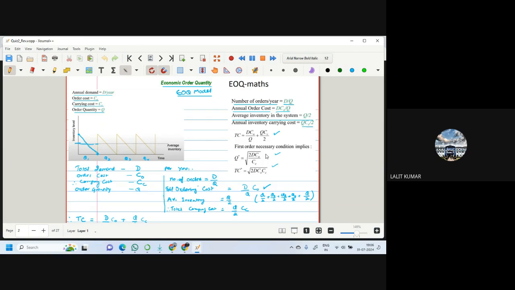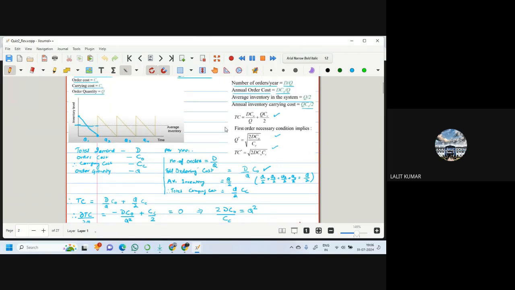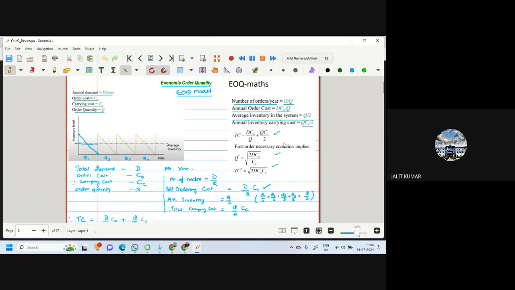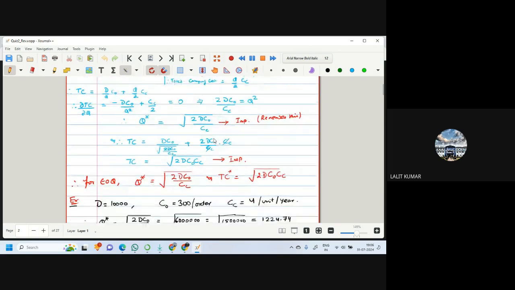Q star is equal to the square root of 2 D CO by CC. And for total cost, if you remember this formula, the total cost will come from this formula only if you apply it here. So it is quite logical. There is no problem in this basic mathematics, and a number of questions have been asked in the PYPs on this concept. So this was the EOQ model.